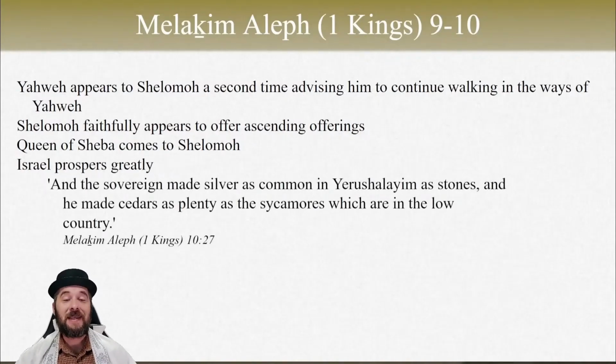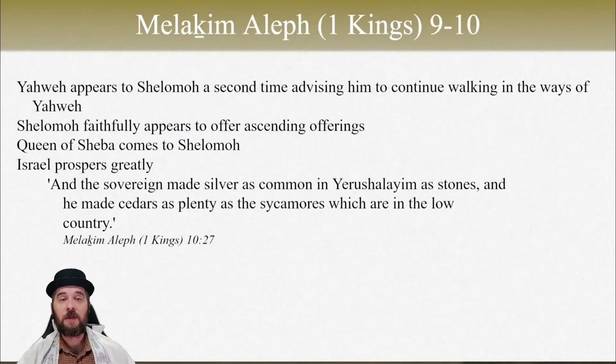We see in 1 Kings 10:27, it reads, "And the sovereign made silver as common in Jerusalem as stones, and he made cedars as plenty as the sycamores which are in the low country." So there was so much silver there. They were so prosperous that silver was just like a rock that was laying around. That's how common it was. It was almost like nothing. I would have to assume that there was inflation, but I don't know.